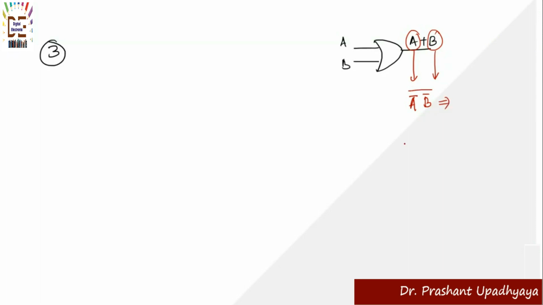So can I apply De Morgan's on this? So what will this be? A bar plus B bar. So this will be A plus B. Is it clear? So let me draw it.